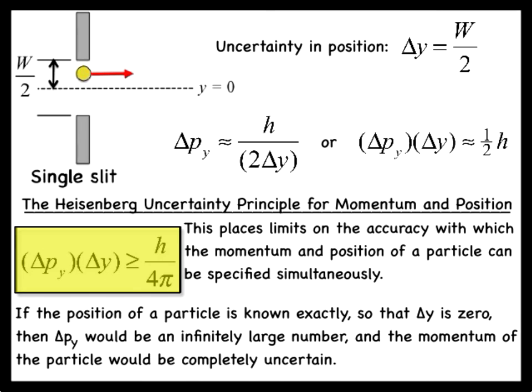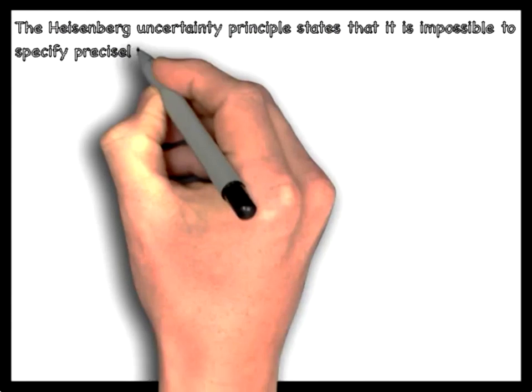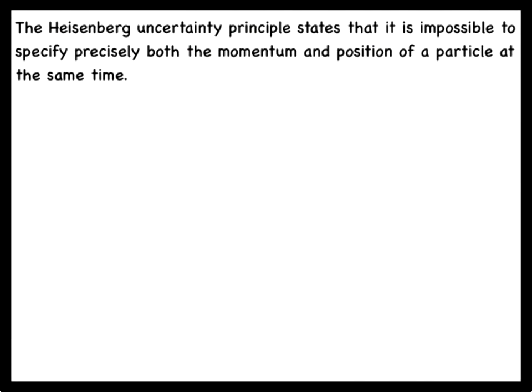For example, if the position of a particle is known exactly, so that delta y is 0, then delta py would be an infinitely large number, and the momentum of the particle would be completely uncertain. Conversely, if we assume that delta py is 0, then delta y is an infinitely large number, and the position of the particle would be completely uncertain. In other words, the Heisenberg uncertainty principle states that it is not possible to specify precisely both the momentum and position of a particle at the same time.